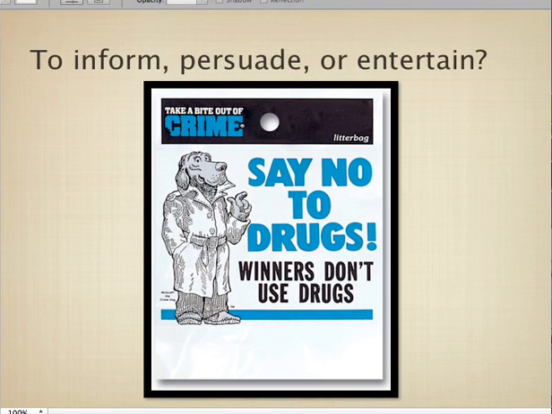So here we have our first example. Out of the three purposes, what is it? To make a decision, we have to look at what we're seeing. We have a 1990s "Take a Bite Out of Crime" crime dog, and he says, "Say no to drugs. Winners don't use drugs." Is it informational? No, there are no statistics or information there. Persuasive? Certainly looks that way, because it isn't entertaining. It's using language like "winners" that shows bias, and it's telling us, "Say no to drugs." So it is trying to persuade us to one opinion.